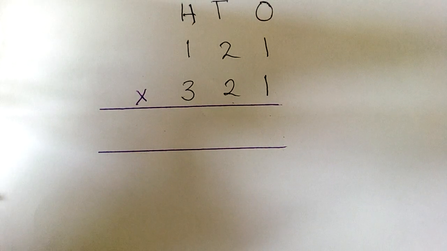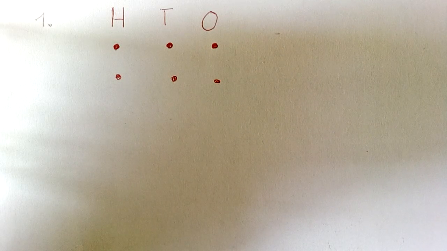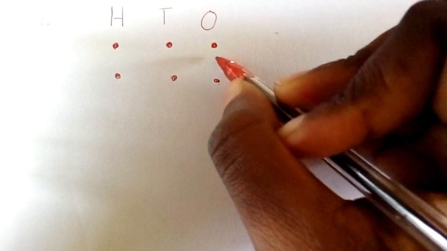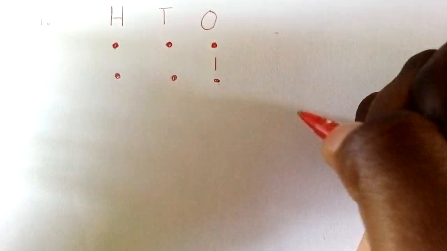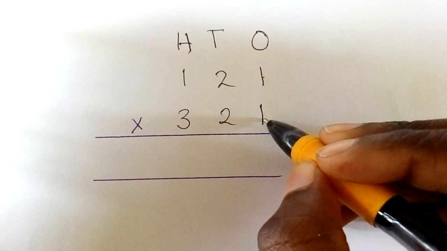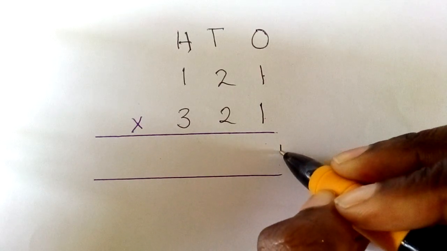Here is rule number 1. We will multiply our ones. So we'll multiply this number and place it right before the ones. So we multiply 1 times 1 and write it right before the ones as 1.